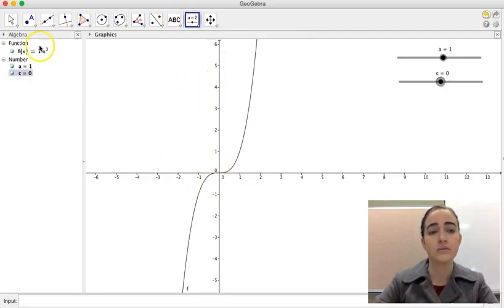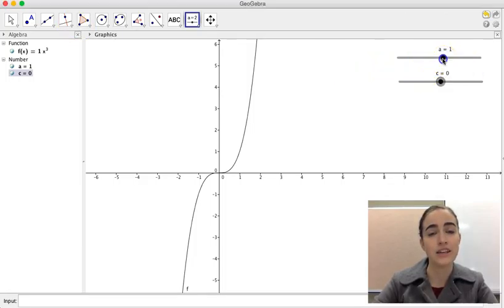So this here, with the equation y equals 1x cubed, or just x cubed, is our most basic cubic equation or cubic graph. Let's have a look at what the coefficient of x cubed does. So we're going to change our a slider. Let's start off by making that bigger.